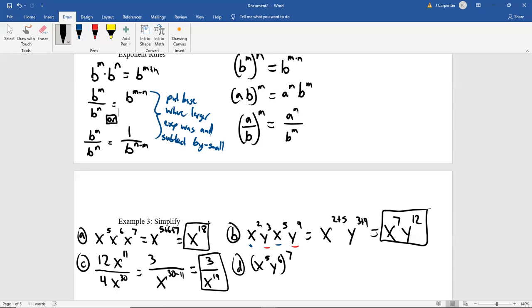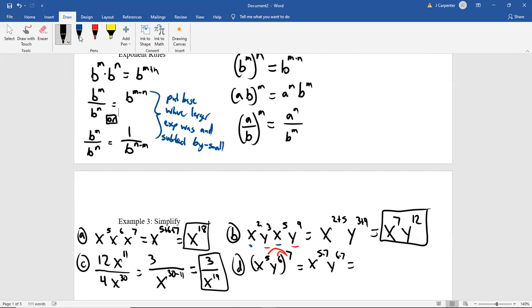So we have exponents raised to other exponents, so we're supposed to distribute this 7 to all the things inside. And if they already have exponents, you're going to multiply them. This is actually a combination of these two rules right here. That's what we're doing there. We're combining those two rules. So this would be x to the 5 times 7, and then y to the 6 times 7.